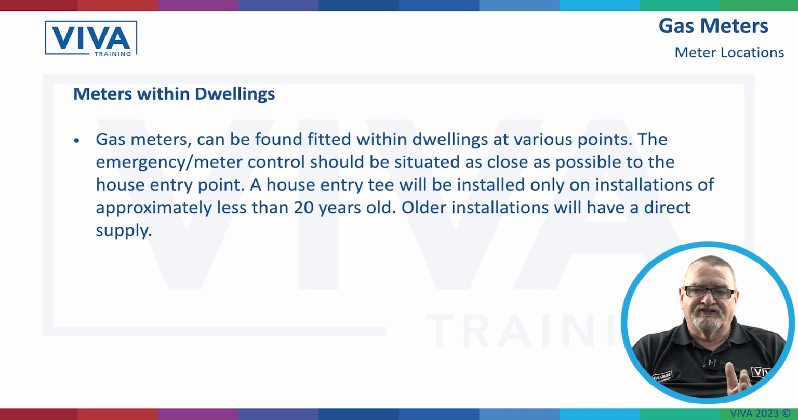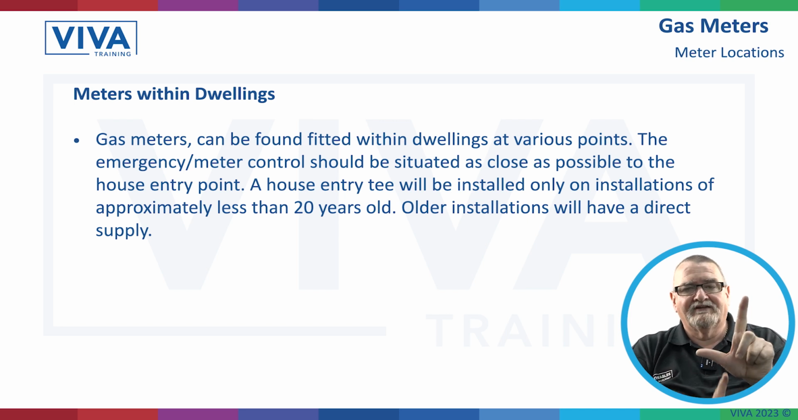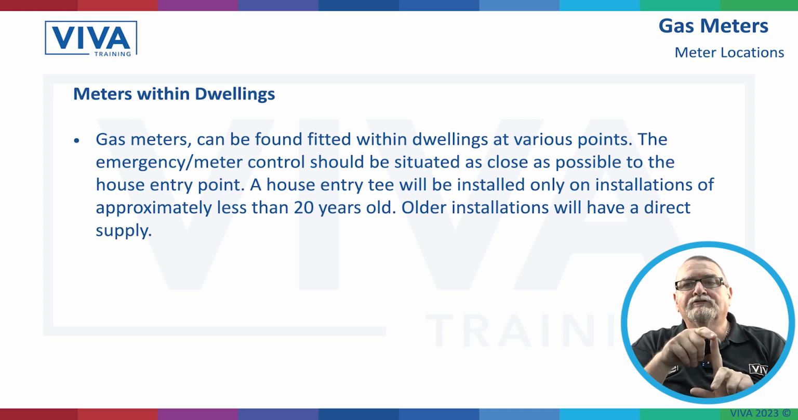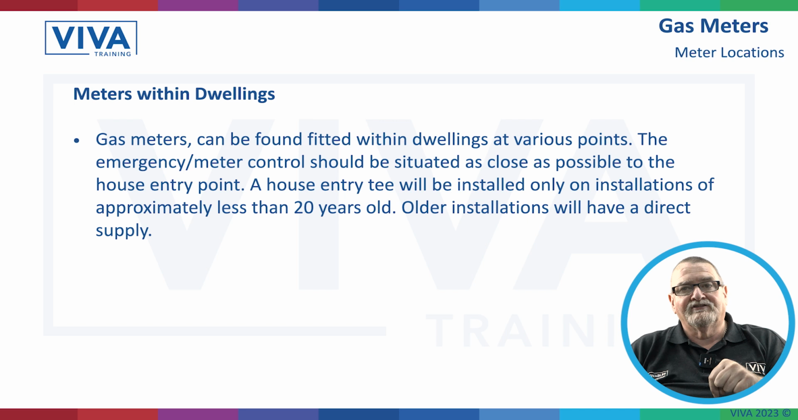So, a house entry tee will be installed only on installations less than about 20 years old. Older installations may have a direct connection. So, a tee is basically where it comes in through to the property. The gas pipe's coming up, it's coming through into the property with the ECV, and at the top of that, there's usually a little grub screw and a cap. The cap comes off and the grub screw can be screwed down by the emergency service provider to shut the gas going off to that property.